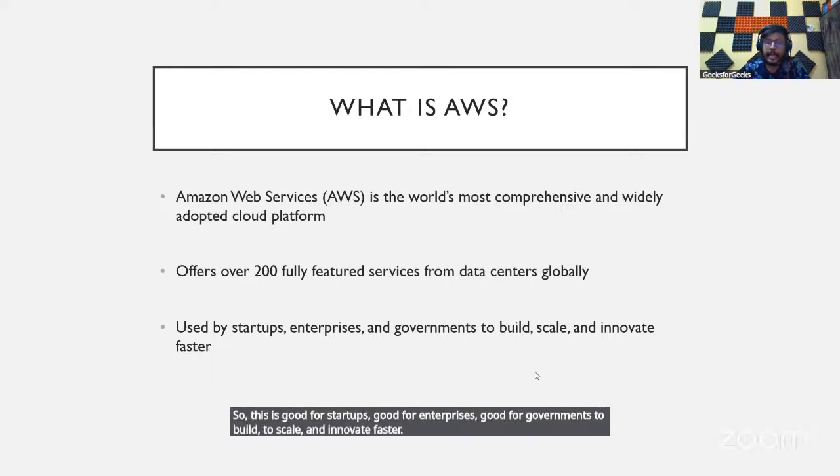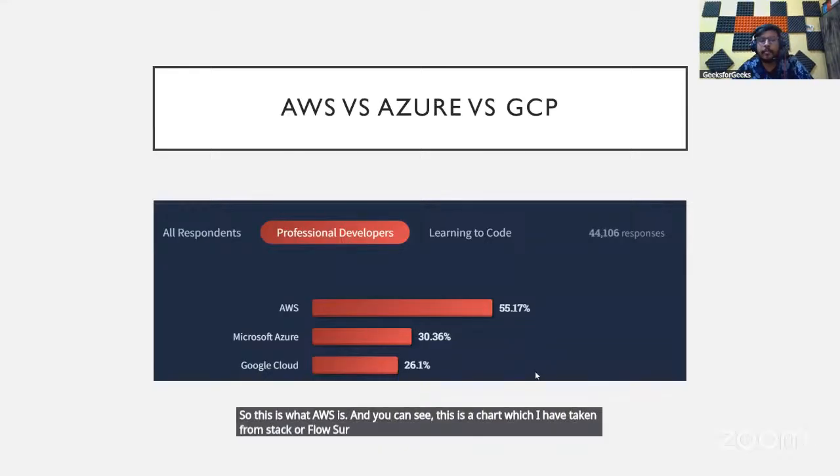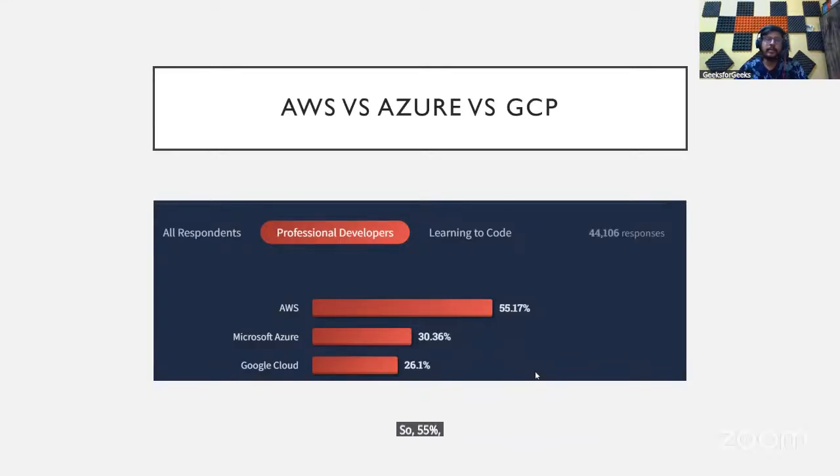So this is what AWS is. You can see this is a chart which I have taken from the Stack Overflow survey, and you can see the demand of AWS. AWS is at first position, then you've got Microsoft Azure, and now you've got Google Cloud Platform. So 55%, which is more than half of the demand, is fulfilled by AWS itself. This is the power, or you can see the reach, of AWS.